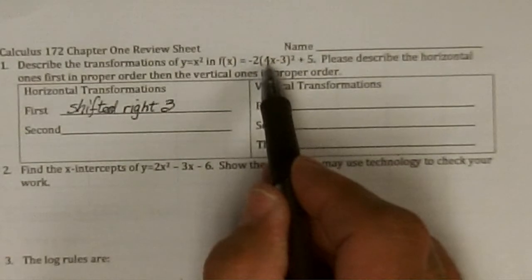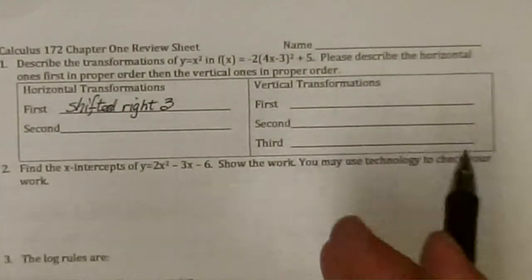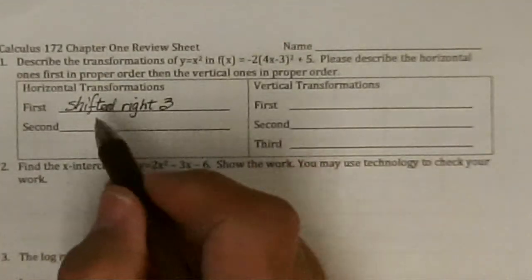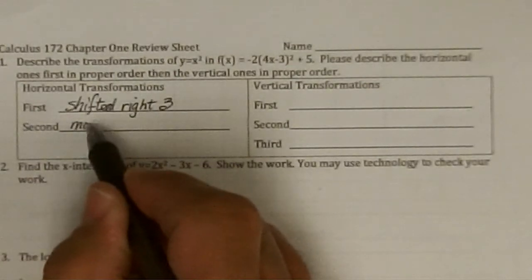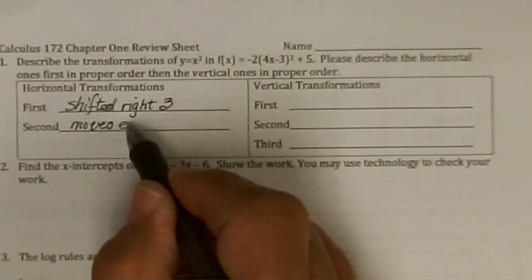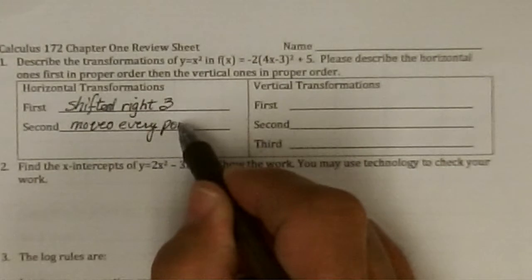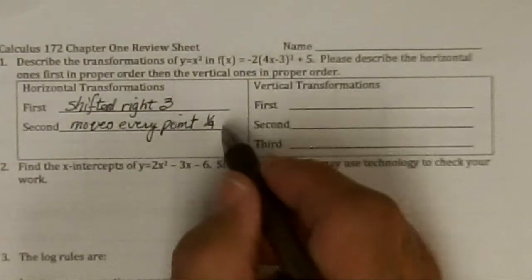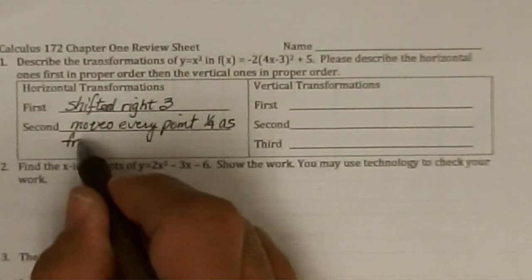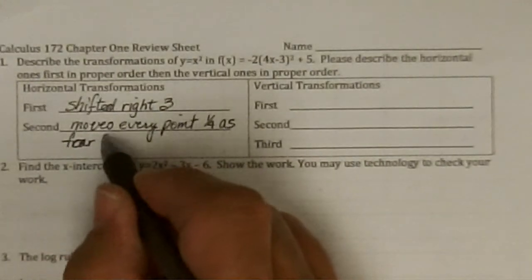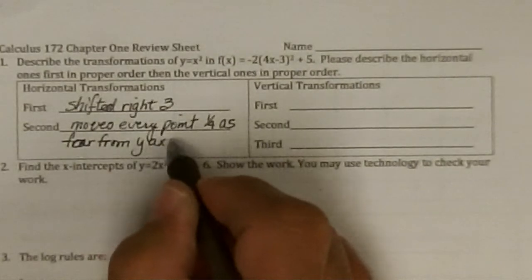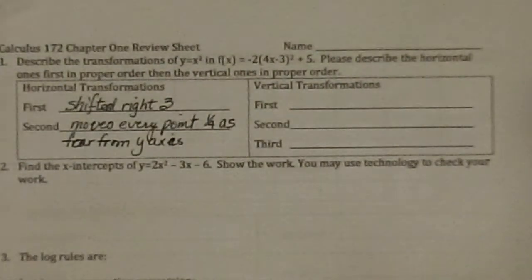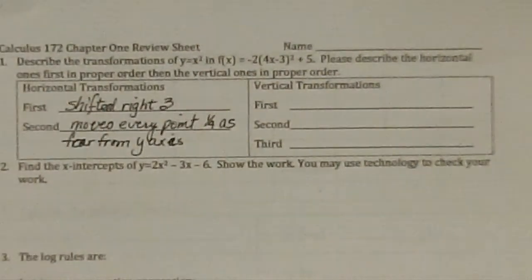and then the second one would be by the 4, and the 4 times seems like it would make it 4 times as wide, but it makes it 4 times as narrow, and this is all relative to the y-axis. So it moves every point four times closer, or 1/4 as far from the y-axis. Stuff on the left side of the y-axis is going to get closer, and stuff on the right side of the y-axis closer by a factor of 4.